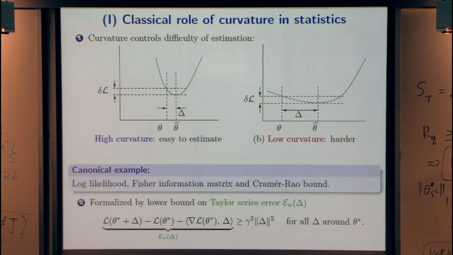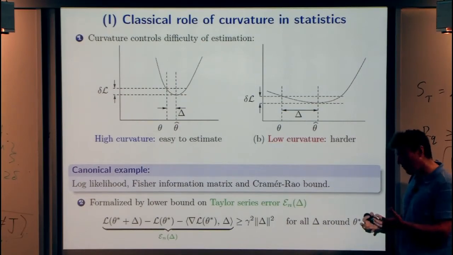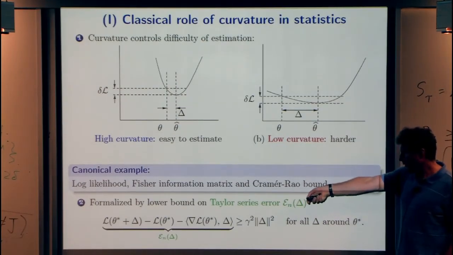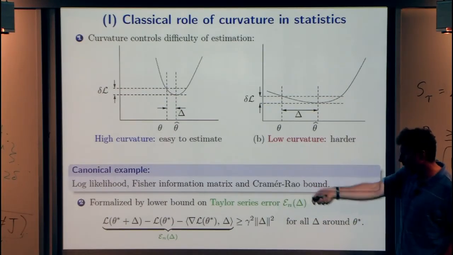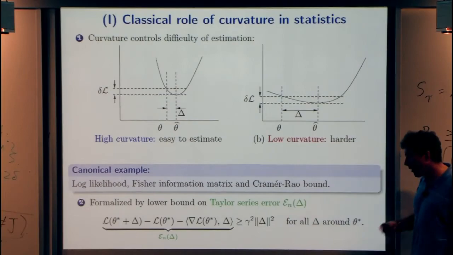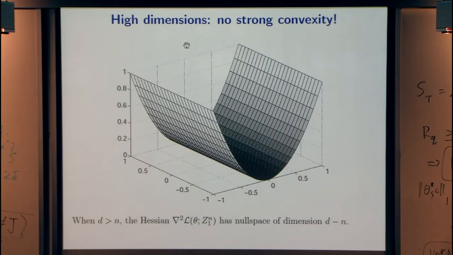Okay, so how do we formalize this? This is very much connected to things that Ben was talking about, right? How do you formalize curvature in an objective function? In general, you look at the first order Taylor expansion, now I'm expanding it around the unknown parameter in this case, and you require that it's lower bounded uniformly by some quadratic form, at least in the neighborhood of the truth. Okay, so high dimensions are interesting because that kind of picture can never hold.